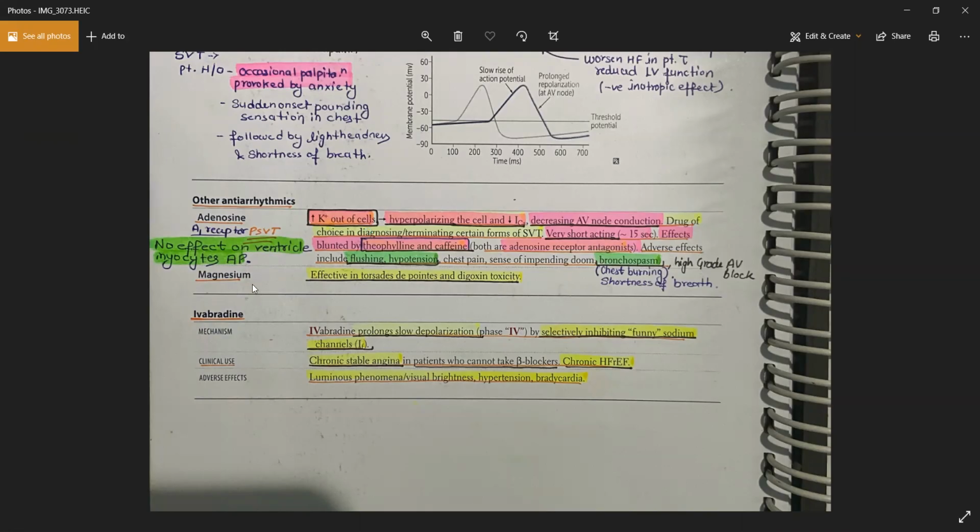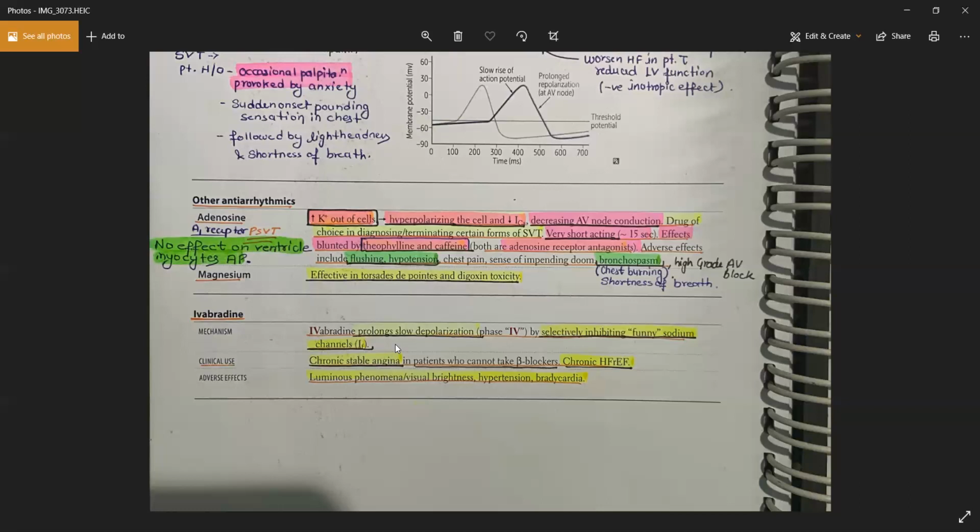Then magnesium, it is highly effective in torsades de pointes. I don't know why, and it is also used as digoxin toxicity treatment. Then ivabradine, we have discussed that already. It inhibits the funny sodium channels, which are responsible for depolarization. So if these channels are inhibited, phase 4 will be prolonged. You will get a reduced heart rate.